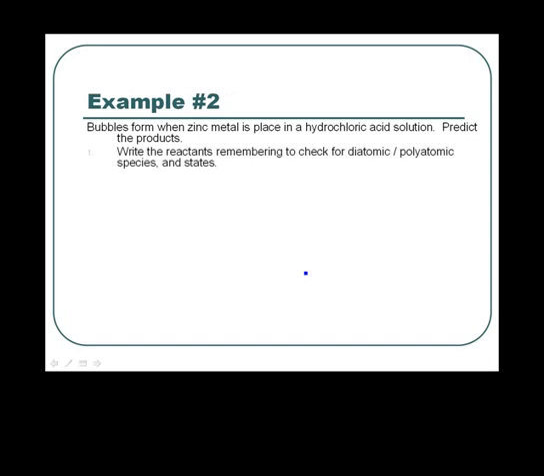Let's try another one. So here we have zinc metal being placed in hydrochloric acid. Predict the products. The first thing we do is write the reactants. Remember to check for states. Since it said hydrochloric acid solution, we know that our hydrochloric acid is going to be aqueous. Zinc is a solid metal.